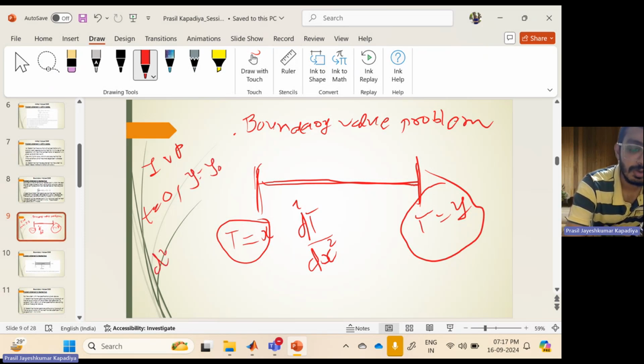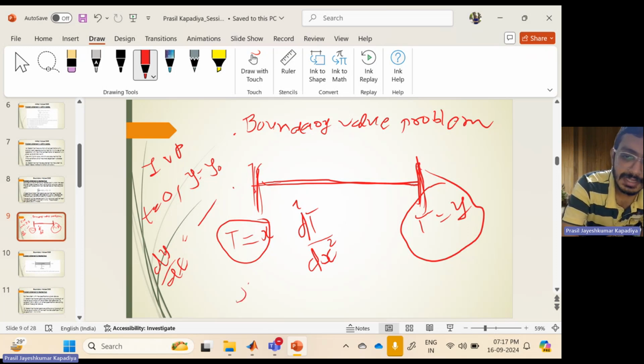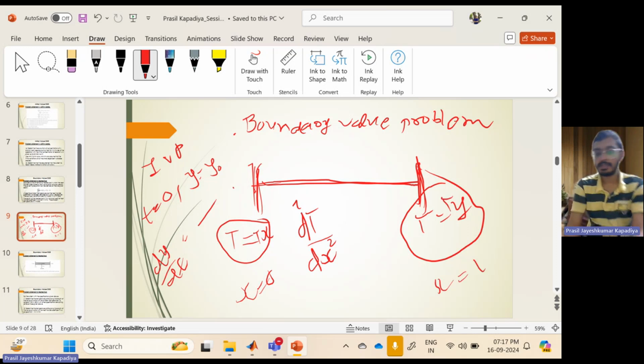So we are having the equation of dy by dt equal to something. But here, as it's a boundary value problem, for just this example there are two boundaries: at x is equal to 0, my temperature is t is equal to tx, and at x is equal to the end of the length, my temperature is t is equal to ty. So these kinds of problems are called boundary value problems.